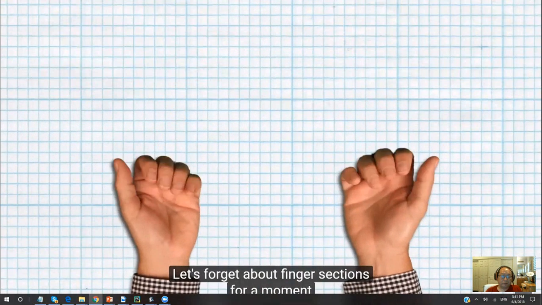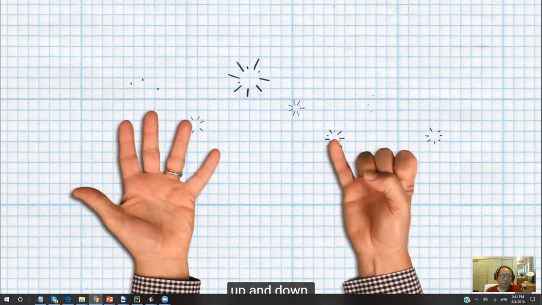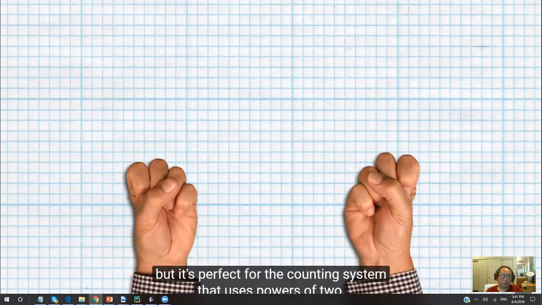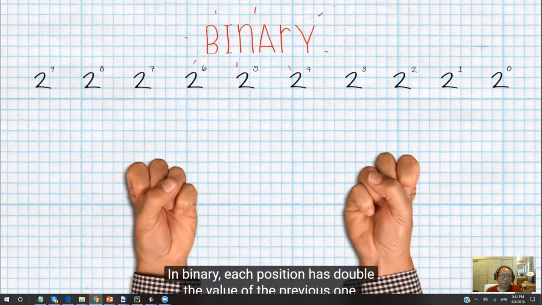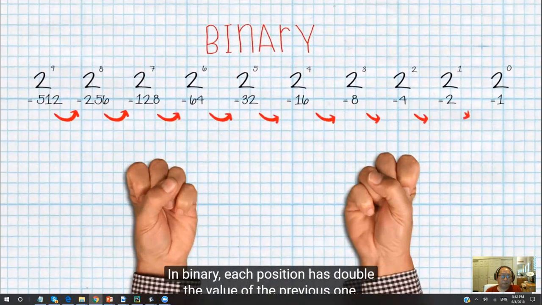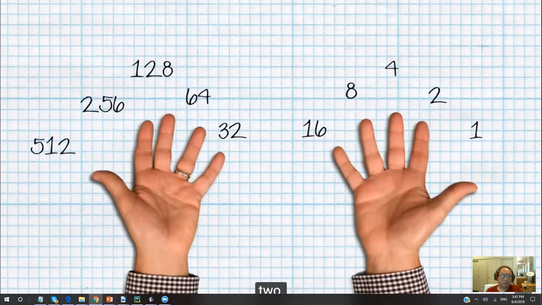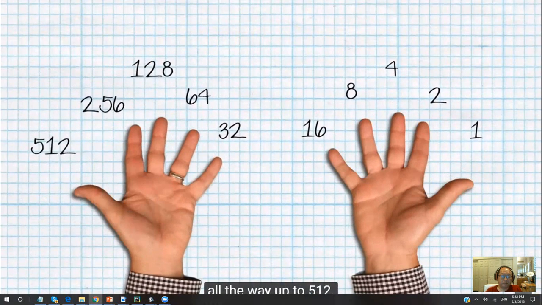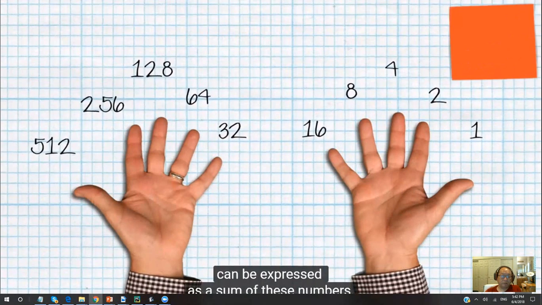Let's forget about finger sections for a moment and look at the simplest case of having just 2 options per finger, up and down. This won't allow us to represent powers of 10, but it's perfect for the counting system that uses powers of 2, otherwise known as binary. In binary, each position has double the value of the previous one. So we can assign our fingers values of 1, 2, 4, 8, all the way up to 512. And any positive integer up to a certain limit can be expressed as a sum of these numbers.